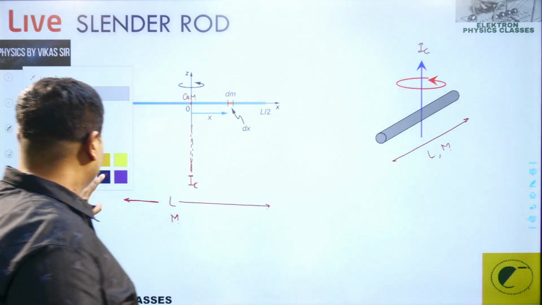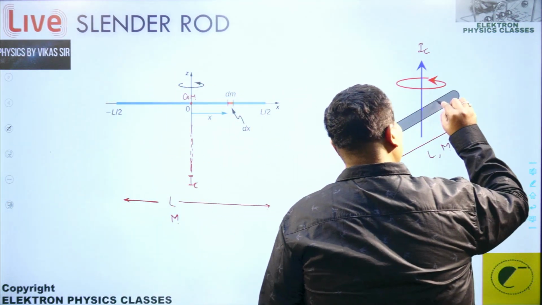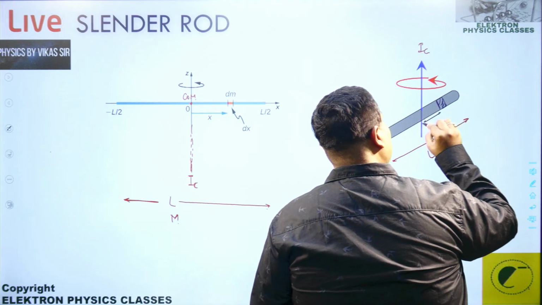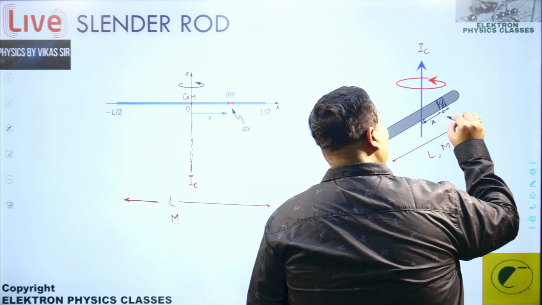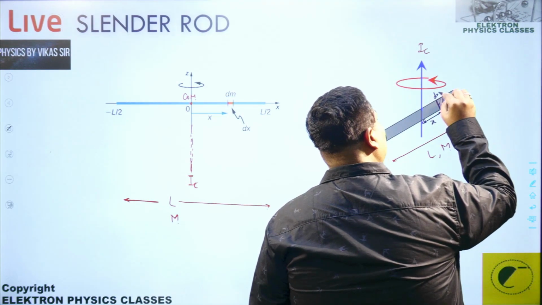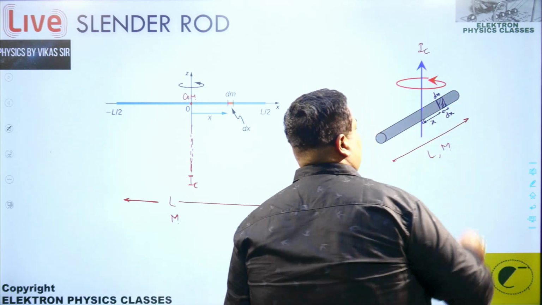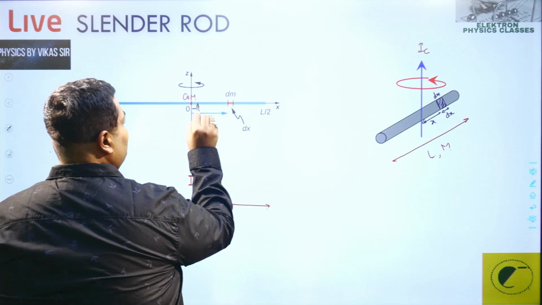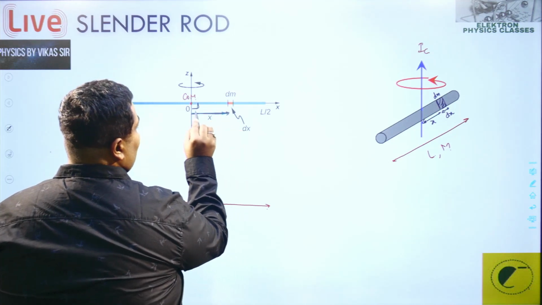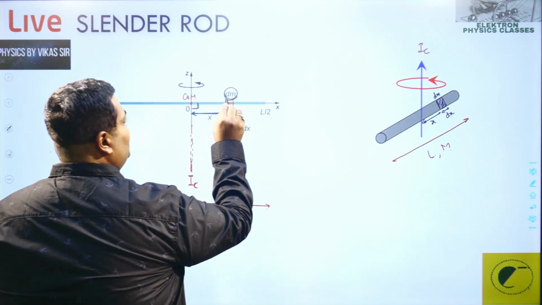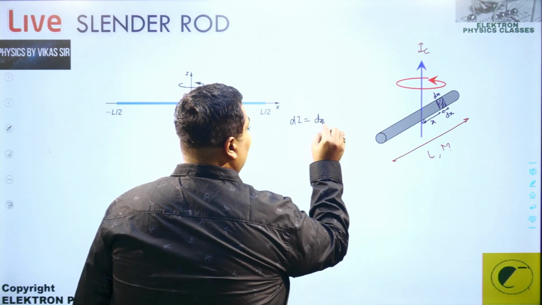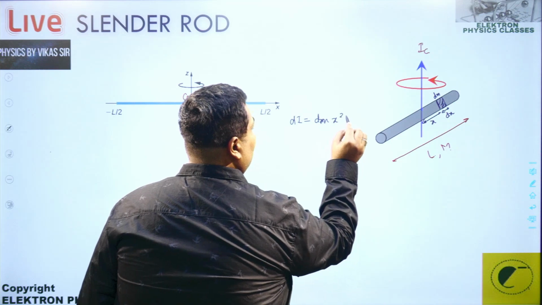We consider a particle here, which is at a distance of x from here, having a length of dx and a mass of dm, and check the perpendicular distance. So that perpendicular distance becomes how much? X. That becomes the perpendicular distance of the dm particle. So what's the moment of inertia of this particle? dI will be equal to dm times x square.